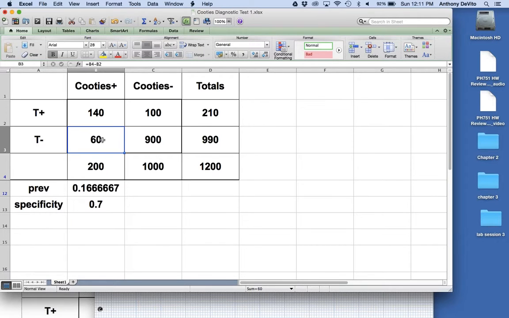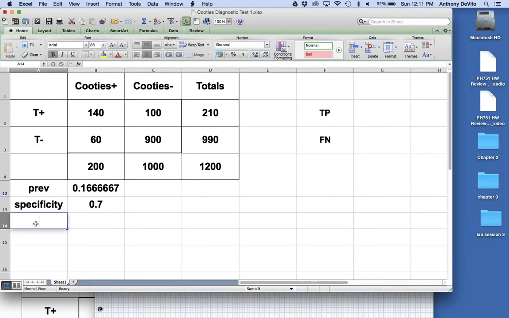Okay, so now down here we have 60 people that were tested, that the test said were negative, but in fact they have the condition. That's a false negative. Okay, I'll do it over here, a little further out. That first cell is true positives. The cell below it is false negatives. Those are people that tested negative but actually have the disease.